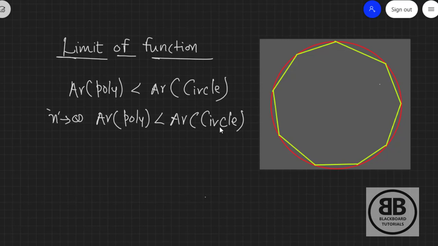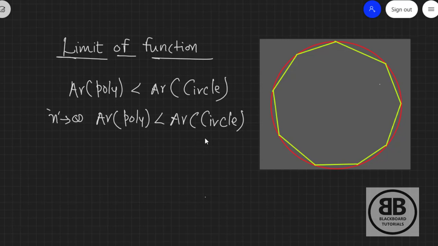But the area of the polygon is approaching the area of the circle, though it is never equal to the area of the circle. So this is the limit of a function. That means the limit of the area of the polygon will be the area of the circle, but it is never equal to the area of the circle. So this is the concept of limit of a function.